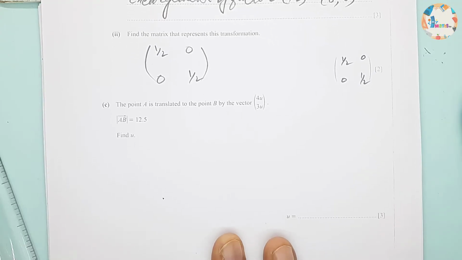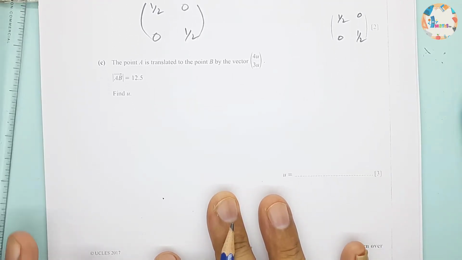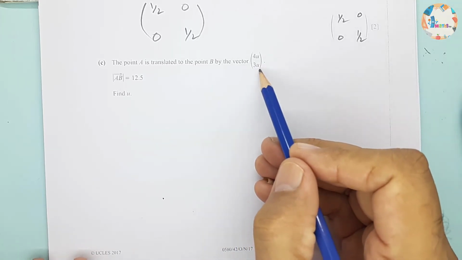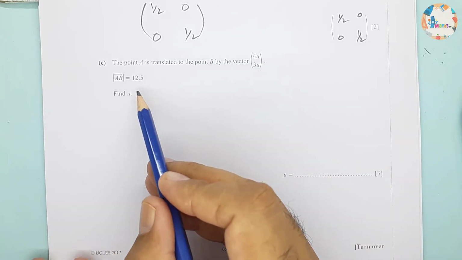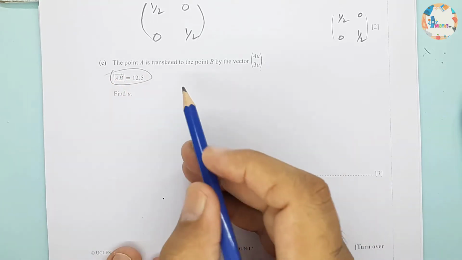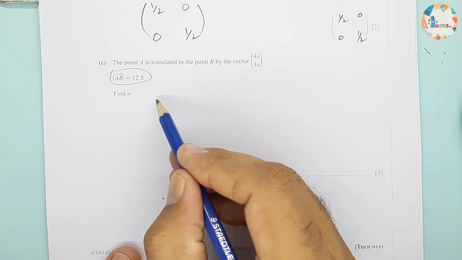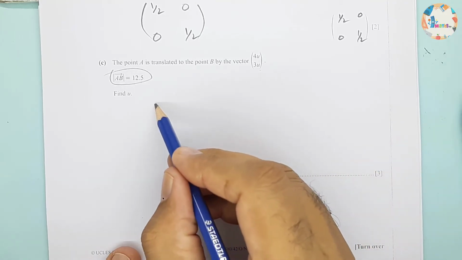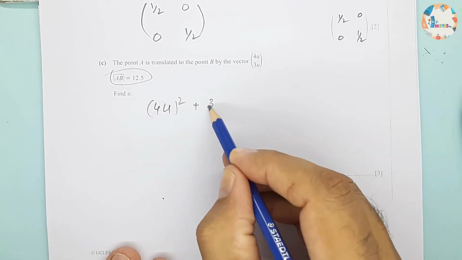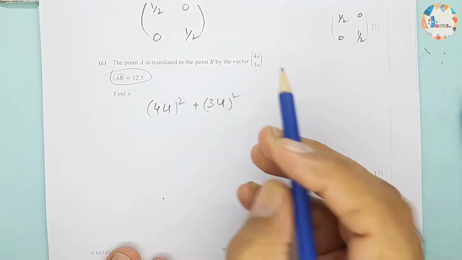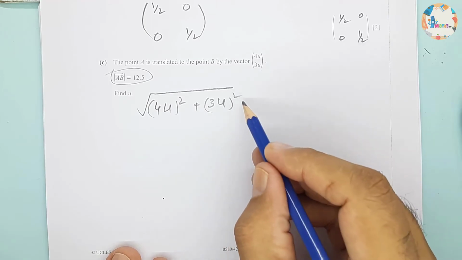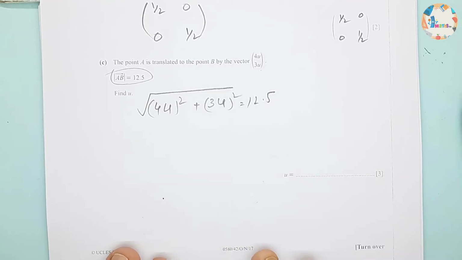C part, the point A is translated to the point B by the vector (4u, 3u). AB is equal to 12.5. Find the value of u. So we can use this information given, which is AB. So AB will be what? AB will be the square root of 4u squared, which is x squared, plus y squared, which is 3u squared. So square root of (4u) squared plus (3u) squared will be our AB, and this is equal to 12.5. This is the information given which we have utilized.